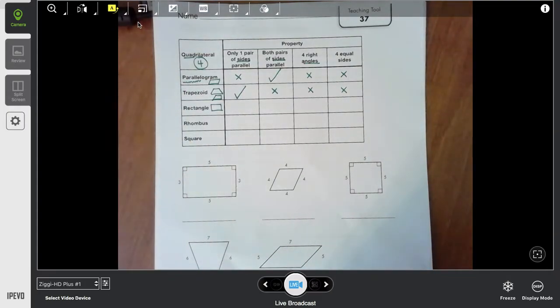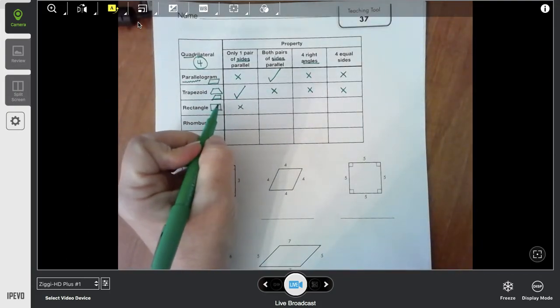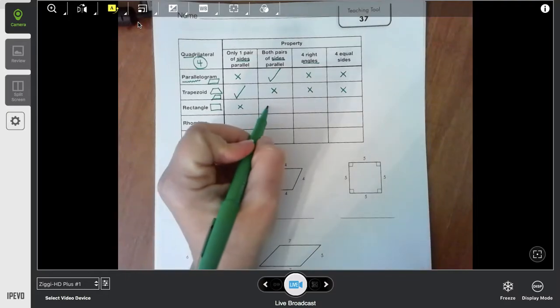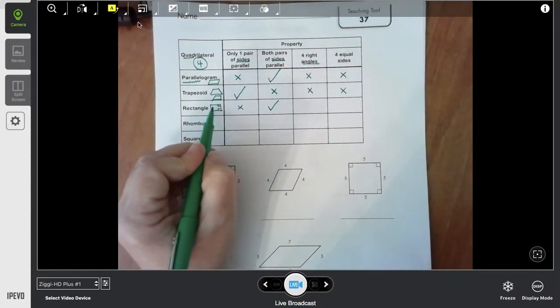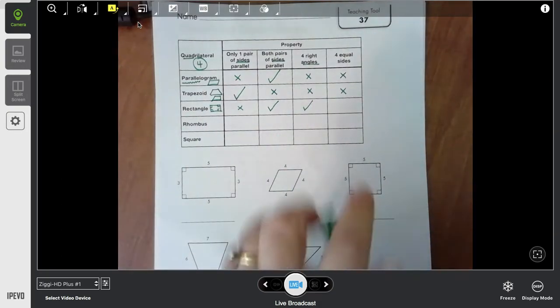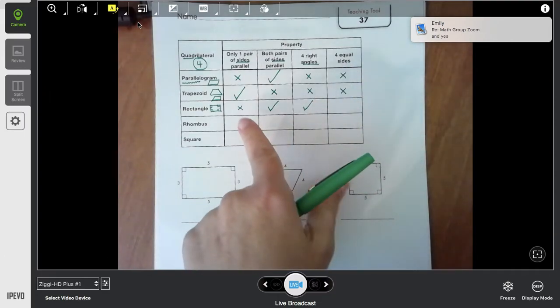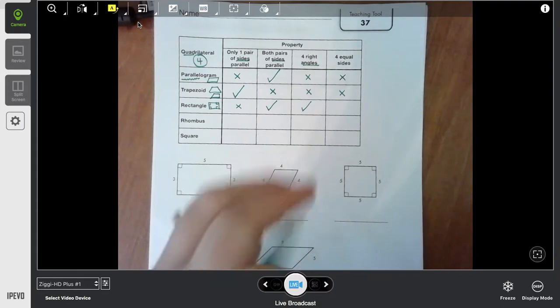Okay, so rectangle, does it have one pair of parallel sides? No, it has to have both pairs of parallel sides. Does it have four right angles? Yes, it has to have four right angles. There's no tilting rectangles. Does it have four equal sides? No, it does not. It has to have opposite sides equal.